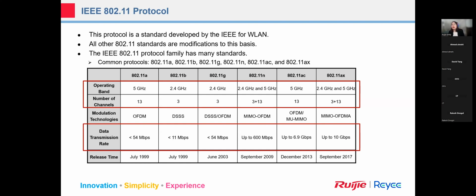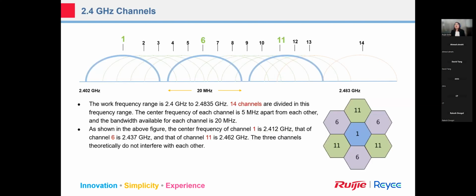Another parameter we have to know is the data transmission rate. Like 802.11ax, we can go up to 10 gigabit. This is the speed. And the other one is the 2.4G channels. For the 2.4G channels, the channels usually used are channel 1, channel 6, and channel 11, because the other channels will have overlapping, which means maybe we have some influence from other APs.